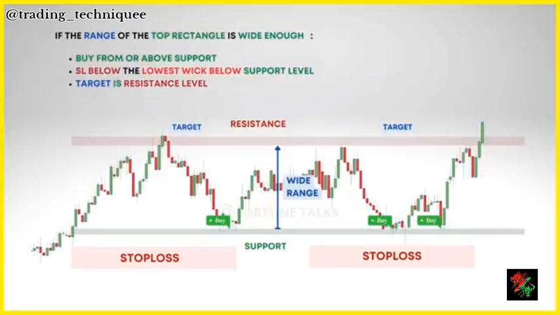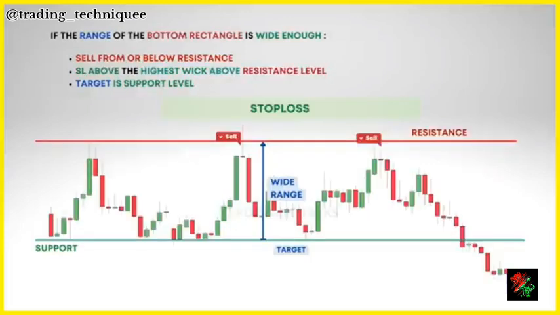So for a top rectangle pattern, you can take a long entry from the bottom support level and place your stop loss below the lowest wick or candle formed during the consolidation, and the target will obviously be the next resistance level. Similarly, for a bottom rectangle pattern, you can look to short when the price reverses down from the top resistance level and place your stop loss above the highest wick or candle that is formed during the consolidation. The target is obviously the lower support level.